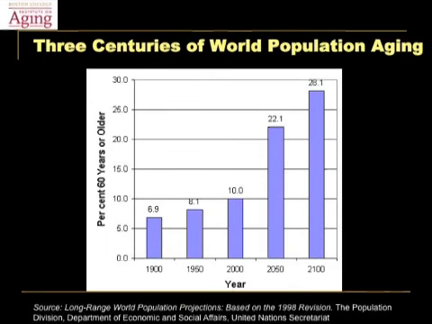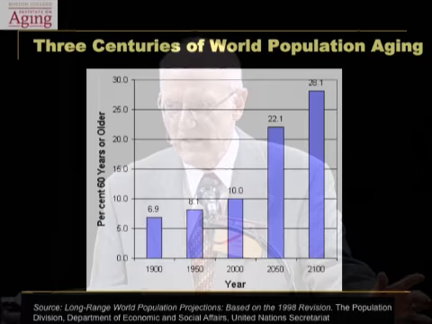In fact, this slide here shows 3 centuries of world population aging. In 1900, approximately 7% of the world's population was 60 years of age and older. By 1950, it grew to 8%. And even now, it's only around 10%. But by the turn of the next century, almost a third of the world's population is going to be 60 years of age and older. Major social and political and economic ramifications of these data.